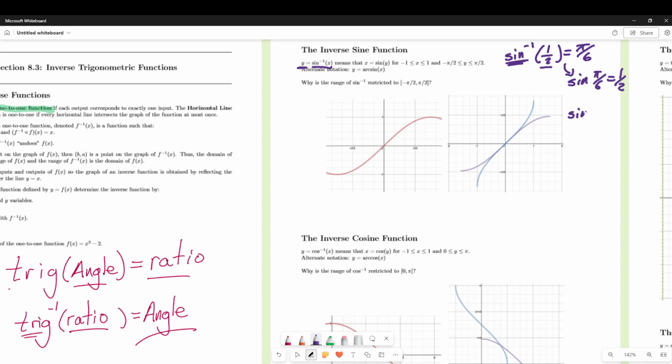If I asked the sine of what is, I don't know, square root of 3 over 2. Sine inverse says, well, given this ratio, what does sine need as an input to give that ratio? Well, it needs pi over 3 to give that ratio. Because the sine of pi over 3 is the square root of 3 over 2. So this is true because that is true.